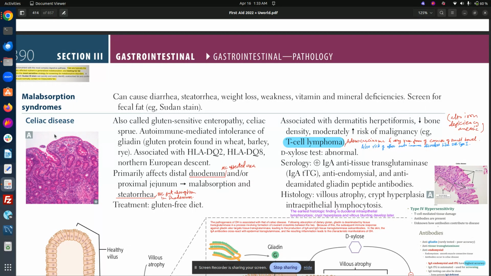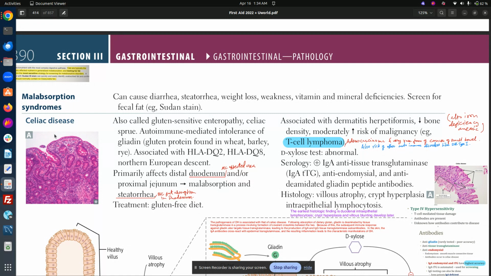Okay. Now, what parts of the GIT is this disease going to affect? Distal duodenum. Distal means the last part of the duodenum, and or proximal jejunum, the first part of the jejunum, the initial parts of the jejunum. We know that after the stomach, we have the small intestine, and the small intestine has three parts: duodenum, jejunum, and ileum. The duodenum again has four parts: first part, second, third, and fourth. So in this disease, the distal duodenum and the proximal jejunum are mostly affected. And in those parts, the fat is usually absorbed. So when the person has celiac disease, the fat is not going to be absorbed and leads to steatorrhea.